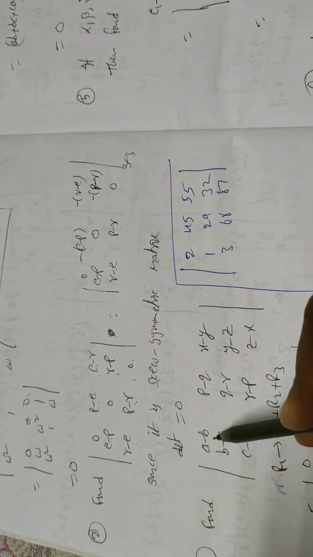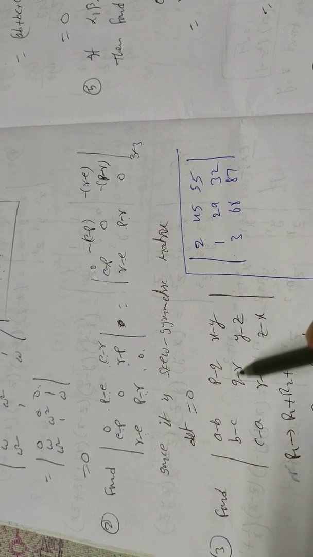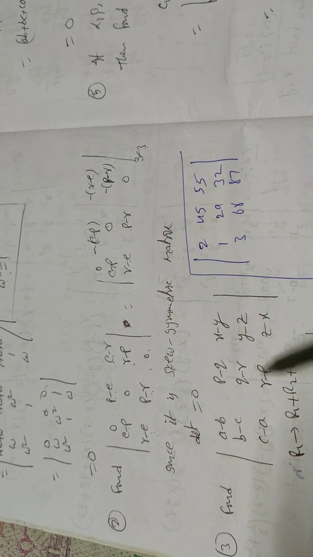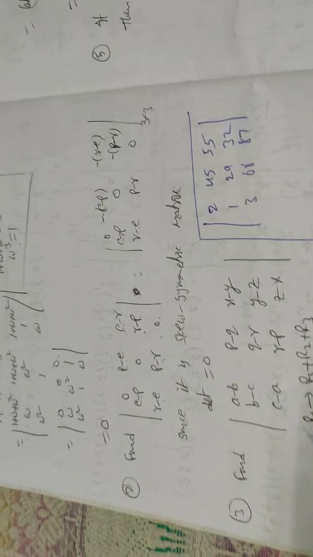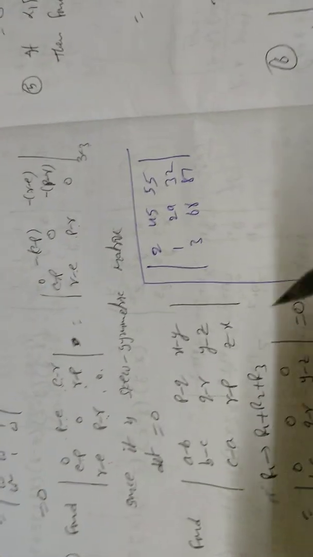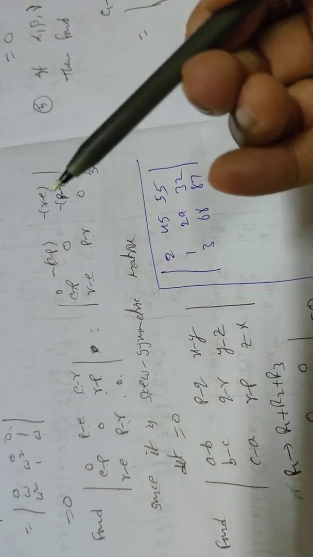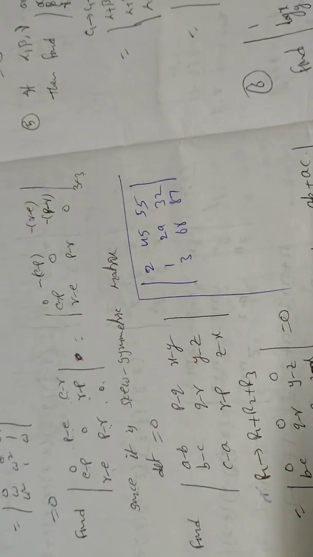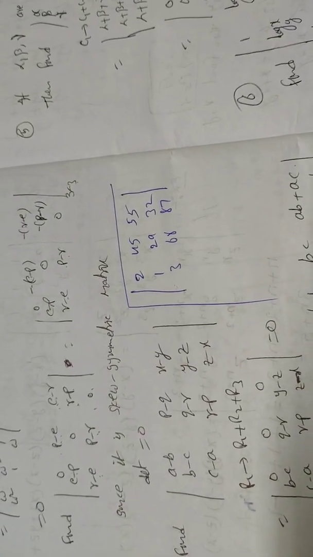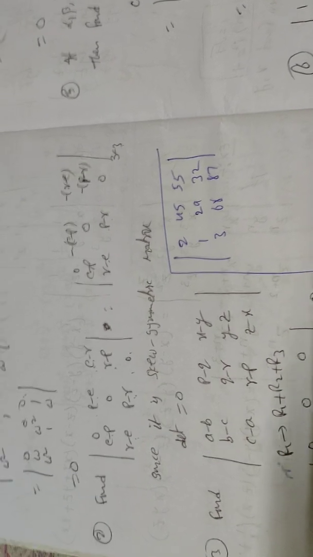Find the determinant of a minus p, p minus q, x minus y; b minus c, q minus r, y minus z; c minus a, r minus b, z minus x. Once you check it out, first of all, if you have a minus b, b minus c, c minus a like that, first you have to verify whether, if you add them all, you get 0 or not. Once you check it out.